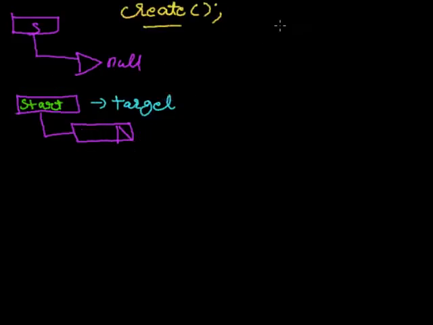So our create function needs to do something like this. Initially the start will point to null. We want a single node to be inserted into our linked list. So for this we will have to create a temp node where we will copy our info or our data into the info part of the node. We will make the link part of this temp node null, and we will copy the address of this temp node to start.